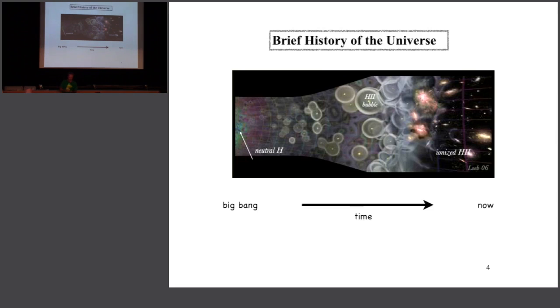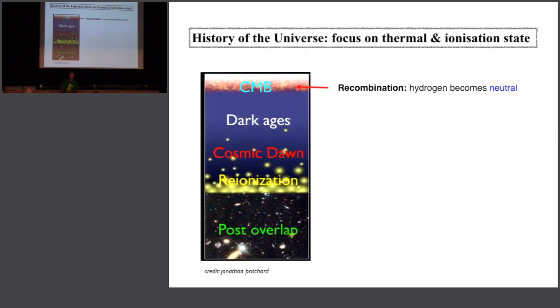Right, and now I'll focus on a slightly different version of that. I'll focus especially on the thermal and ionization state of the universe as a whole. Right? So now time is running from top to bottom. So we know that at recombination, hydrogen becomes neutral. Right? The universe cools adiabatically from then on.